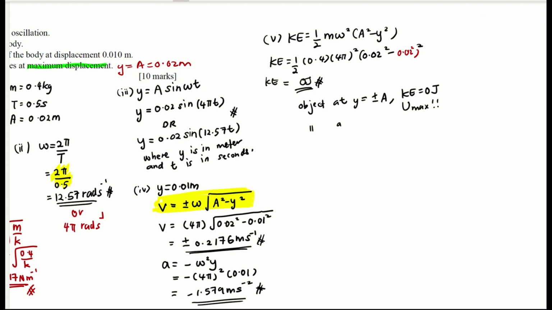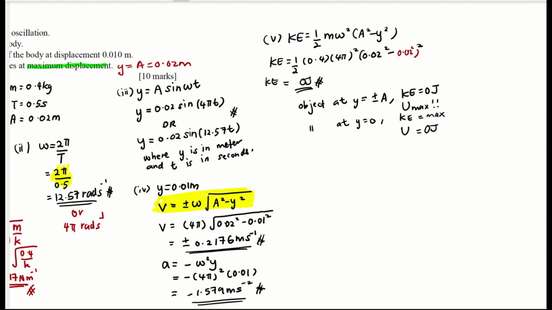And then when the object is at y equal to 0, kinetic energy pula yang akan maximum. Okay. And then the potential energy akan equal to 0. Sorry. Is equal to 0. So, itu kena ingat lah. Okay.